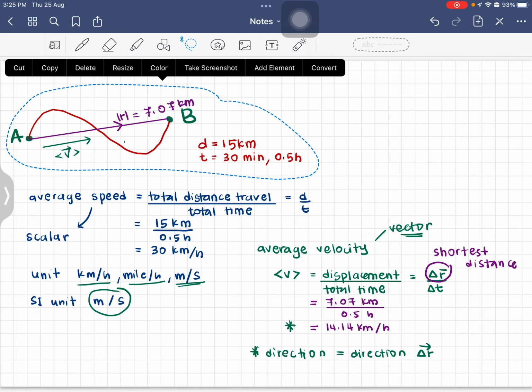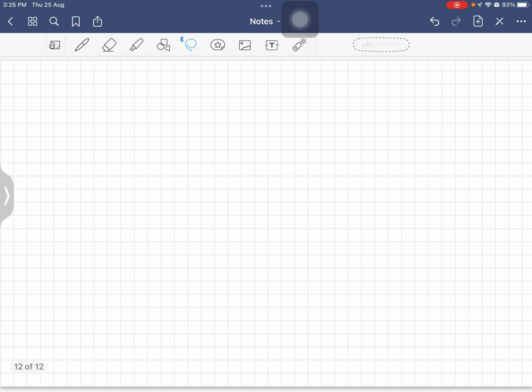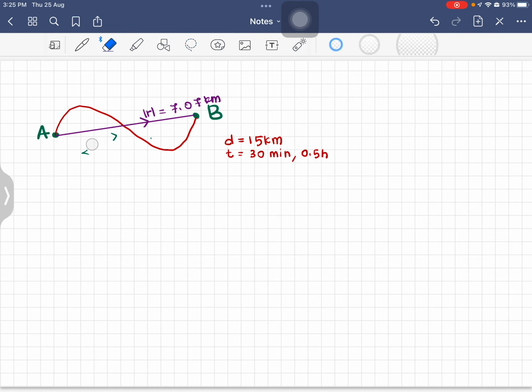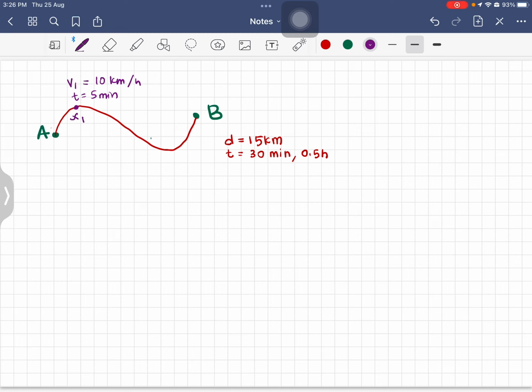Let's copy this first. I want to show you this. Alright. Let's say you are travel from A to B by using motorcycle. Okay. So, boleh nampak lah dia punya speedometer kan. Dalam masa 5 minit, after 5 minit, you dah sampai dekat sini. Let's put it X1. Okay, dalam masa 5 minit, you dah sampai X1. Bila you tengok dekat speedometer, your V1 is equal to 10 km per hour.